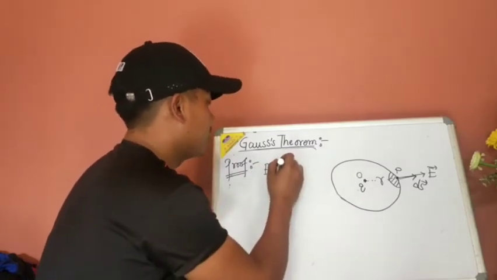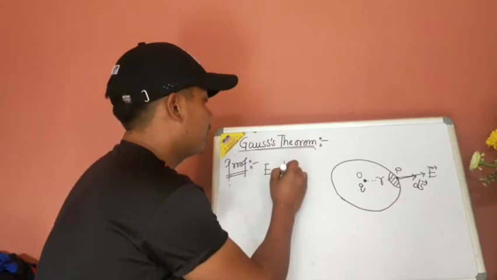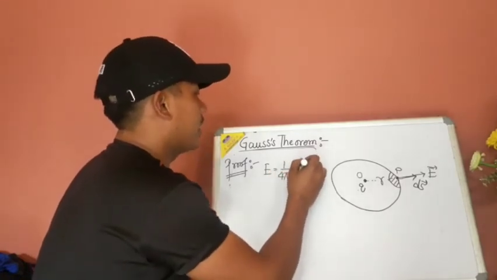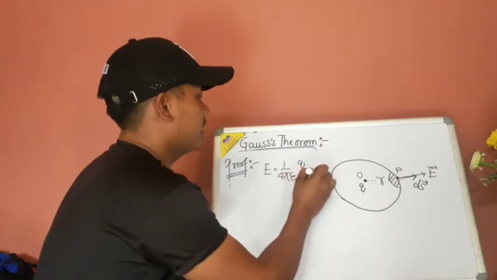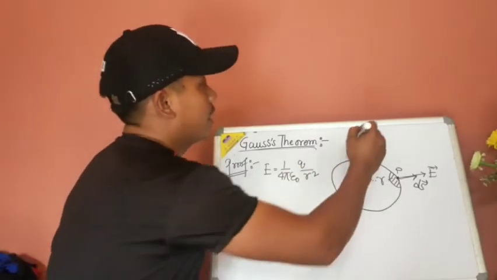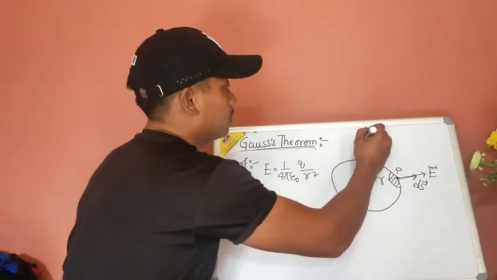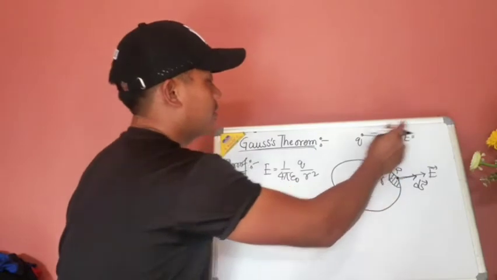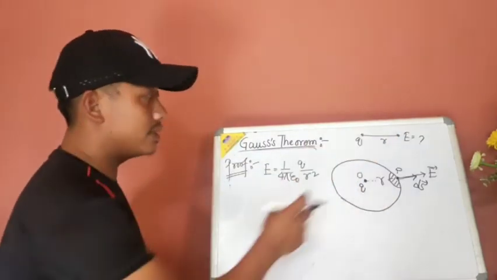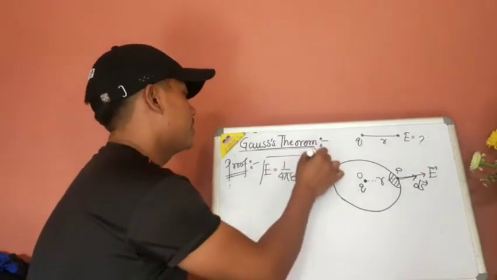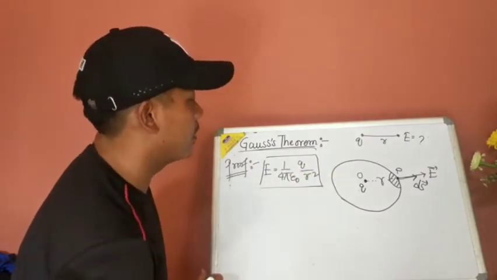As you try to recall, 1 by 4 pi epsilon naught q divided by r square. This is electric field due to a point charge. When you have a point charge q at the distance r, you have this expression for electric field. Similar is the case here. This is the first formula that you should remember.